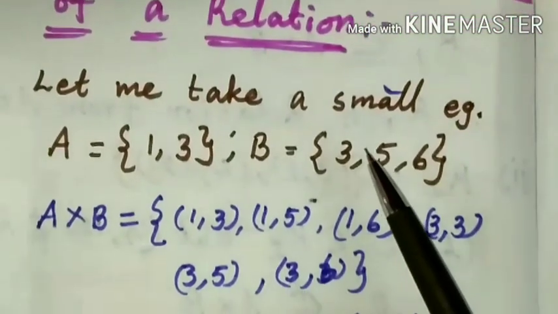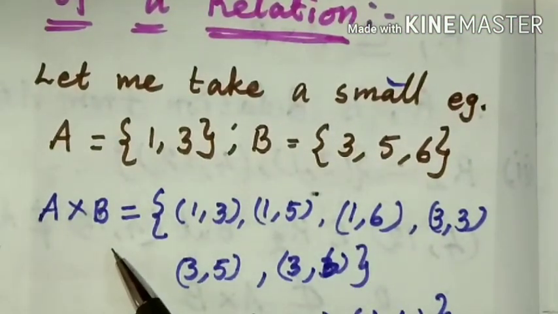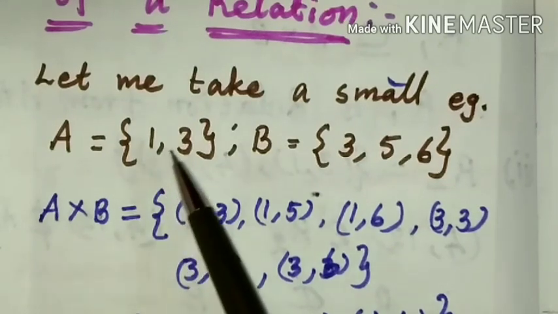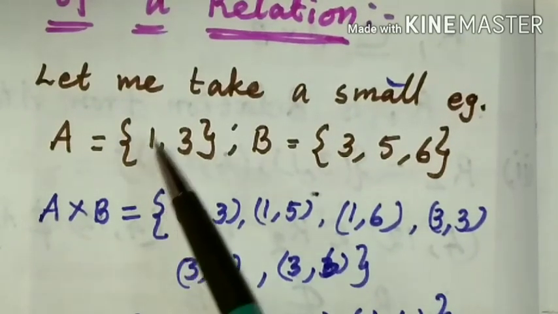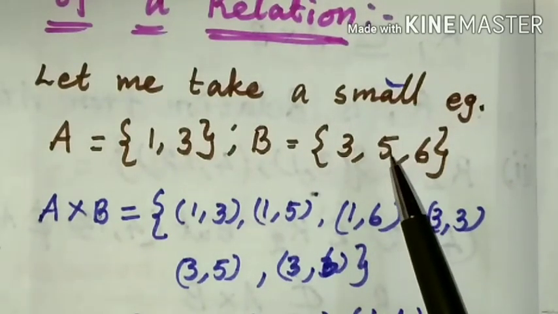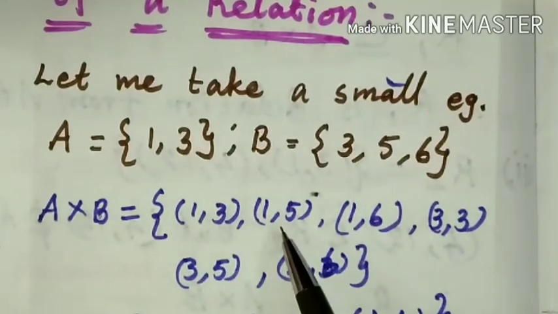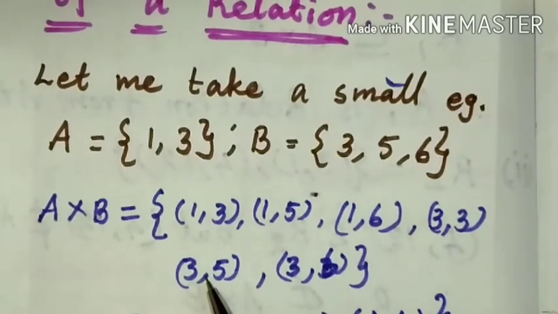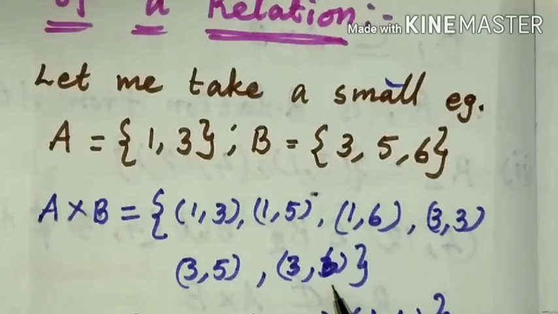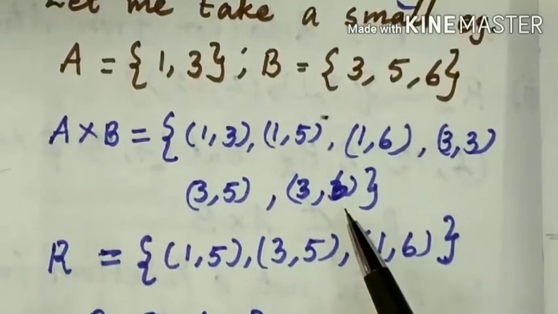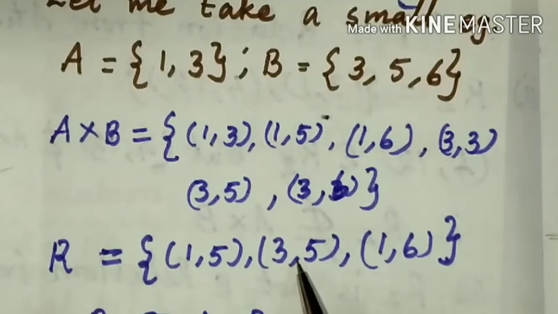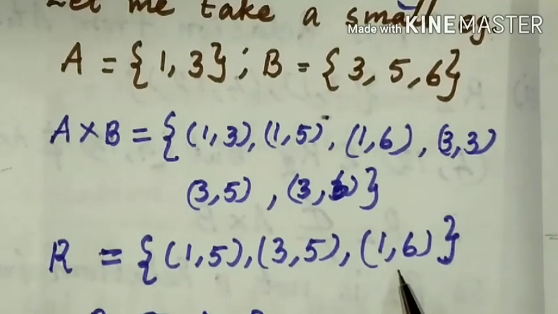So first I will calculate A cross B, that is the set of all possible ordered pairs of set A and set B. Then write the ordered pairs. Each element of set A could pair with all the elements of set B: (1, 3), (1, 5), (1, 6), (3, 3), (3, 5) and (3, 6). So next I will consider set R equal to {(1, 5), (3, 5), (1, 6)}.